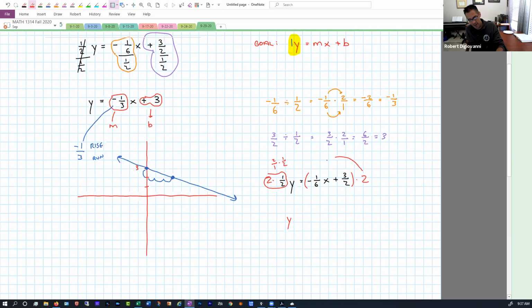And then on the right, you distribute this through. And when you do that, you're doing 2 times -1/6. I'm not going to show the work, but you get -1/3. And then you get 2 times the other fraction, 3/2. And that will give you 3. So you wind up with exactly the same thing, -1/3 x plus 3.